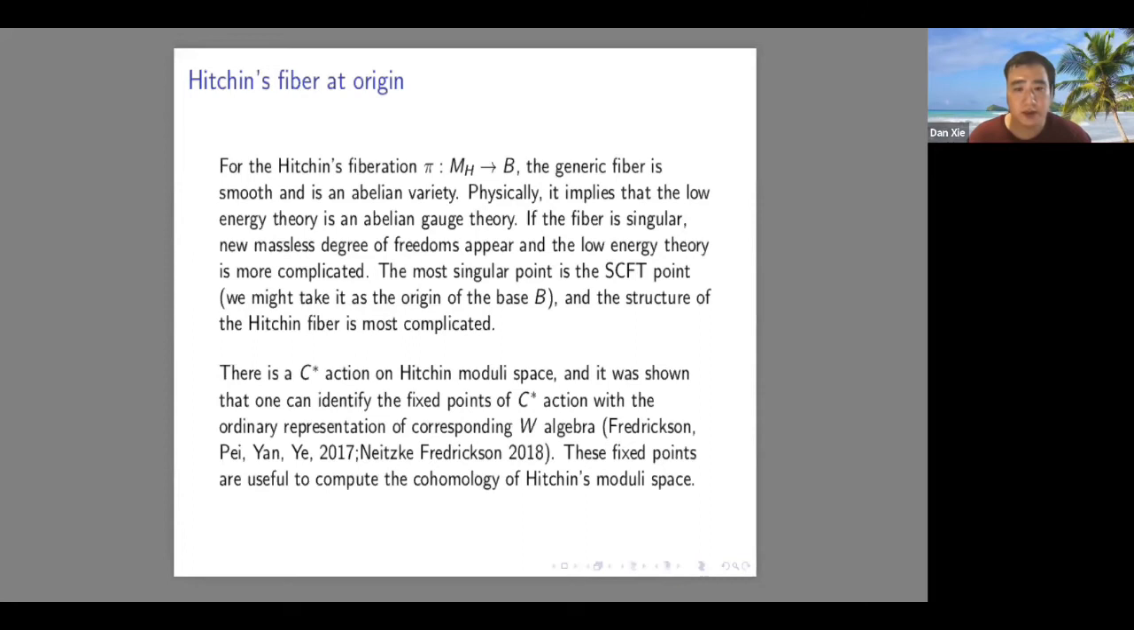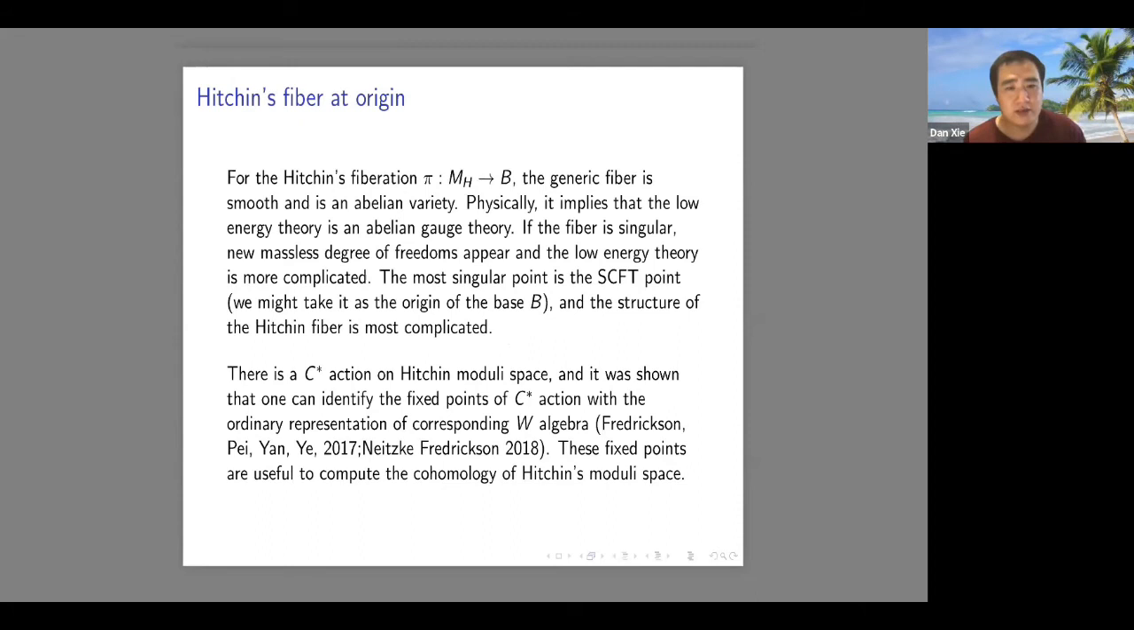Okay, so first of all, let me talk about the Hitchin fiber at origin. So for the Hitchin fibration pi, the generic fiber is smooth and it's an abelian variety. Now physically, this means that the low energy theory is just abelian gauge theory. If the fiber is singular, on the other hand, new massless degrees of freedom appear, and the low energy theory is more complicated. And the most singular point is the singular point. We might take it at the origin of the base B, and the structure of the Hitchin fiber is most complicated.